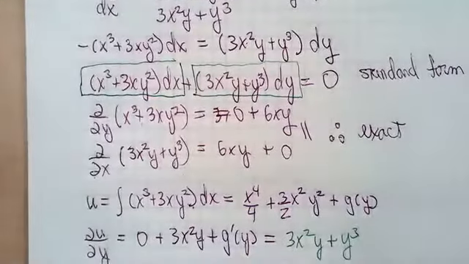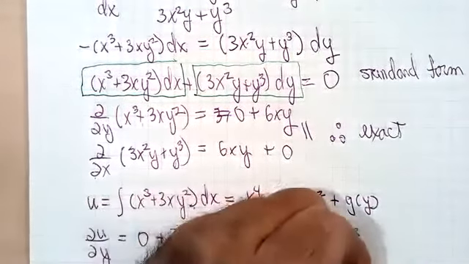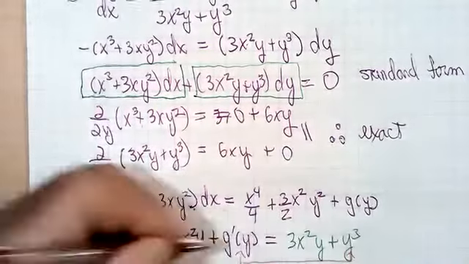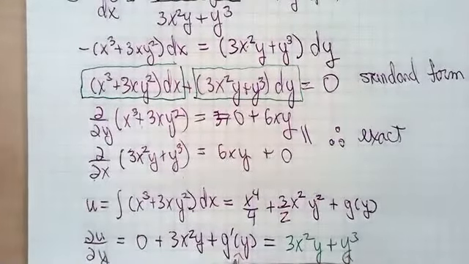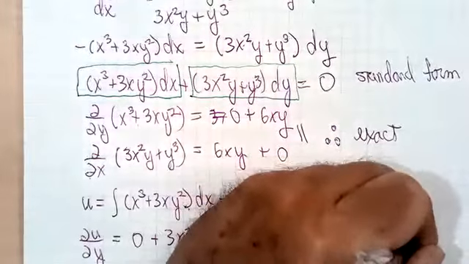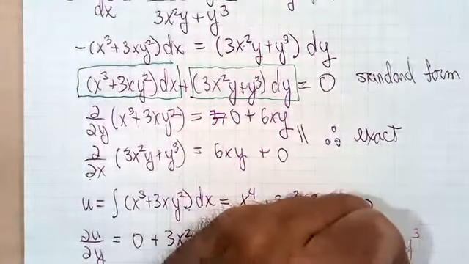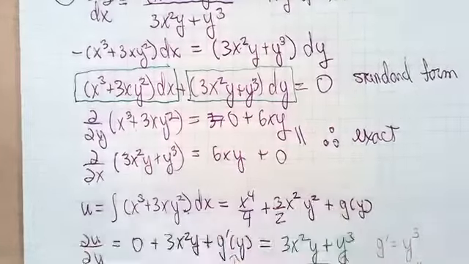And in this form, we can see that the 3x squared y's match up, but y cubed must be equal to g prime. So those terms would be y to the 4th over 4.